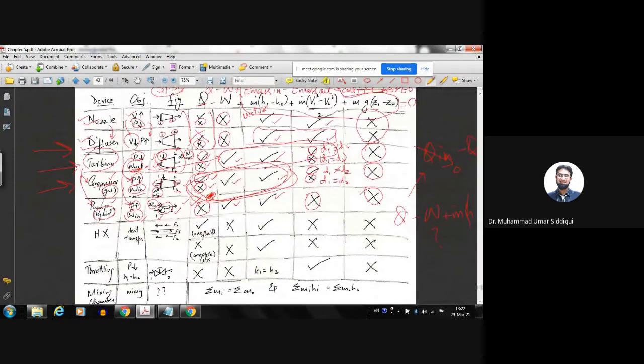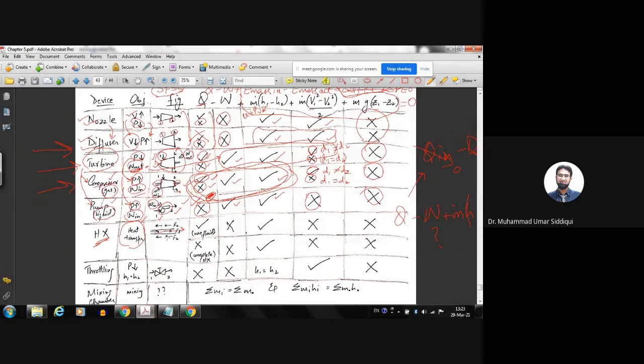First of all, the heat exchanger, in short form, we write it as HX. HX is heat exchanger. The main objective is to transfer heat. How is it done? We have a pipe. Inside the pipe, we have one fluid, and outside the pipe, we have another fluid. The two fluids are in contact with each other through the pipe, not directly.